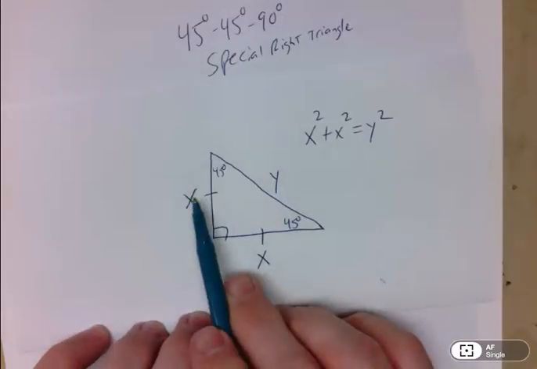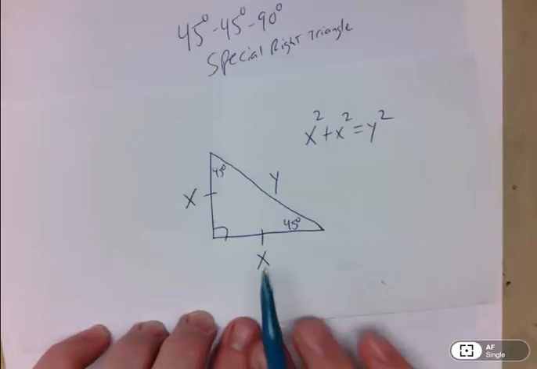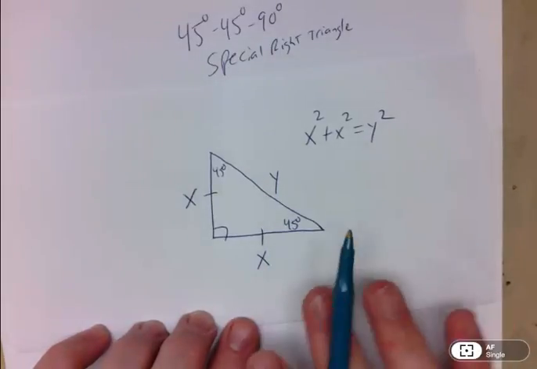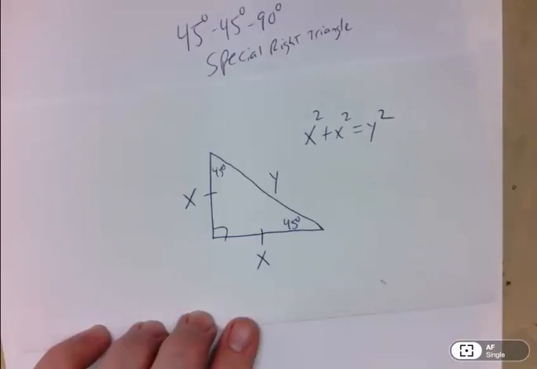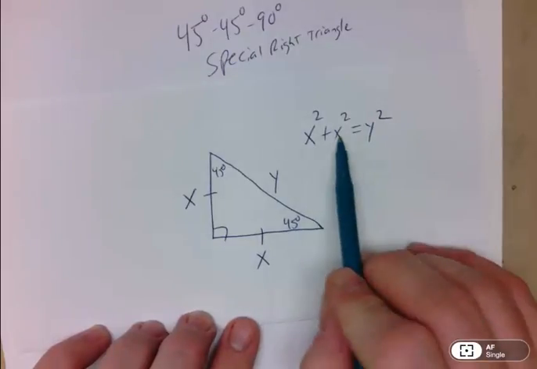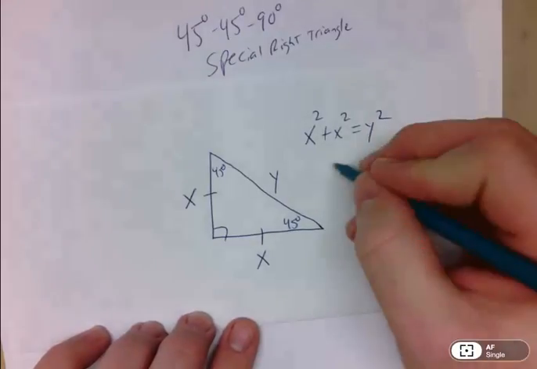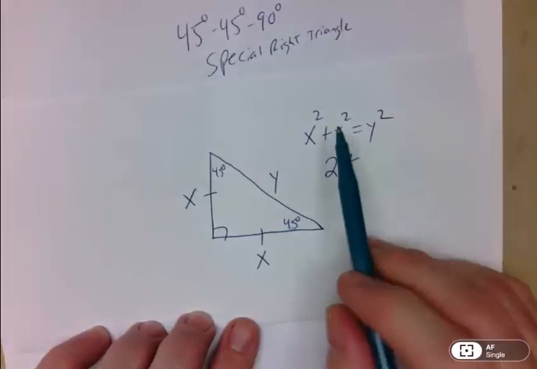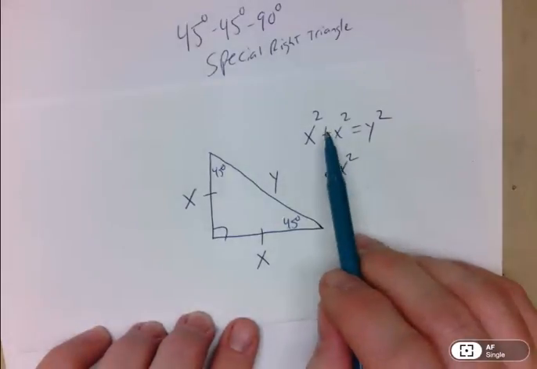The leg squared plus the leg squared equals the hypotenuse squared. So I don't have any numbers, but I can still try to simplify this. X squared plus x squared is 2x squared. No, not x to the fourth. We're not multiplying these. We're just adding them together.